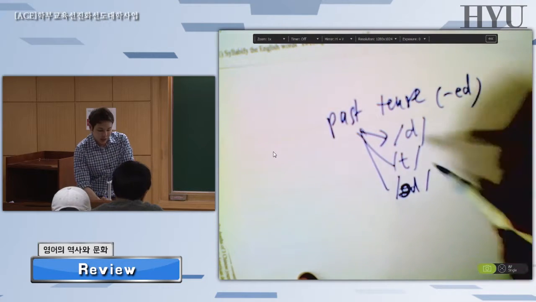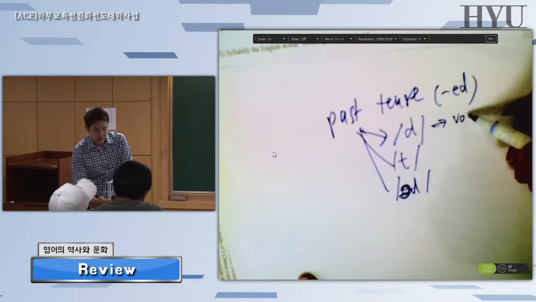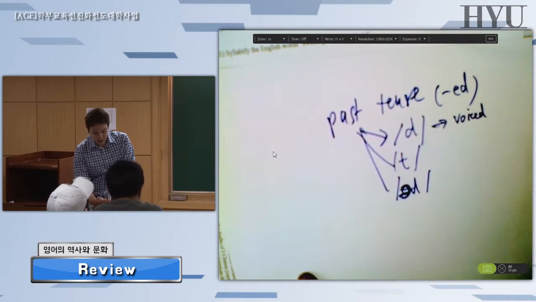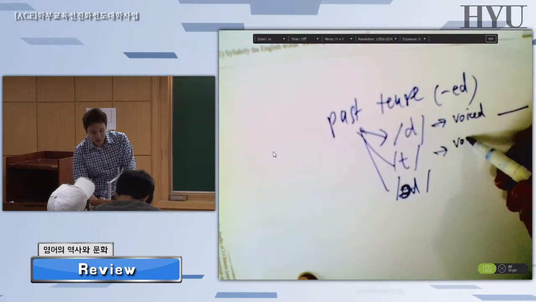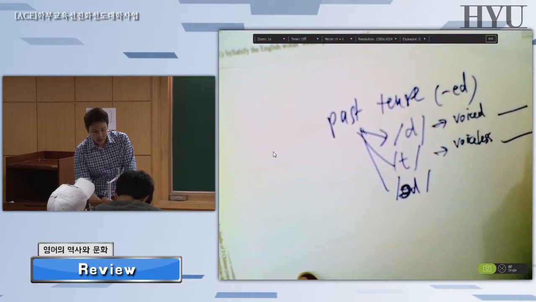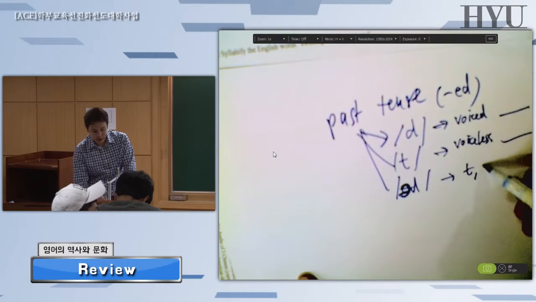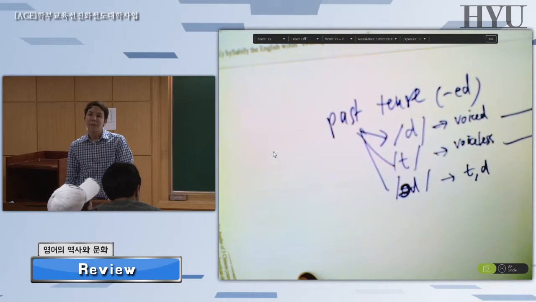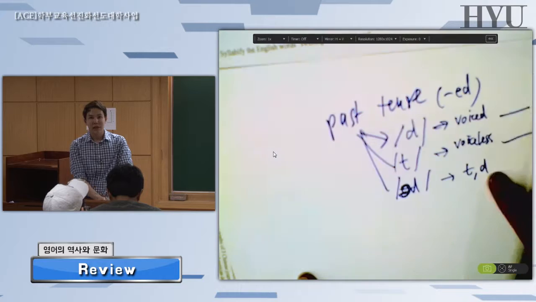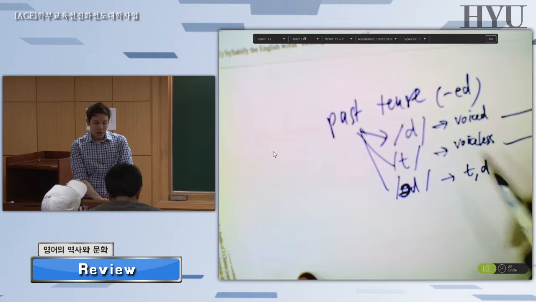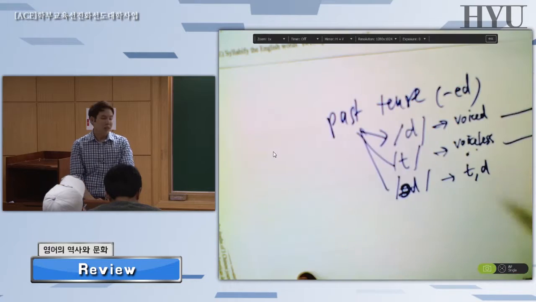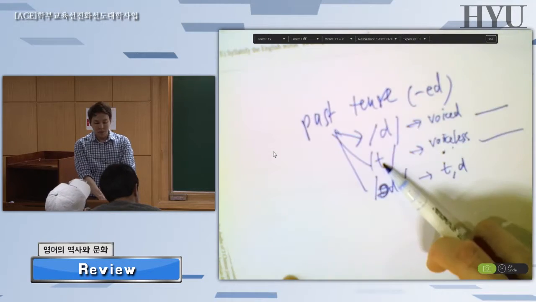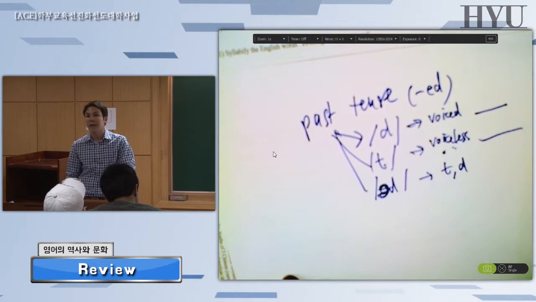So the D is when the preceding sound is voiced, and then you have the D. The T is when the preceding sound is voiceless, and the schwa-D is when the preceding sound is a T or a D. So wanted, like that, okay? And you have a T when the preceding sound is a voiceless sound, like that.